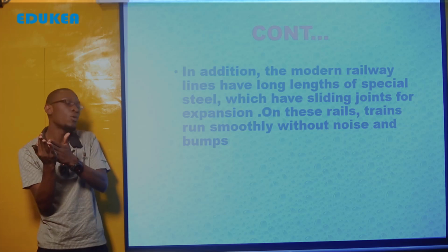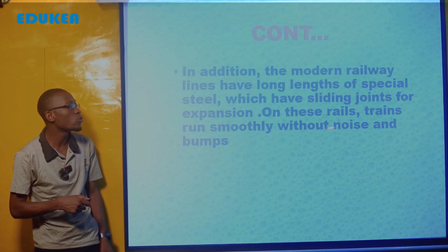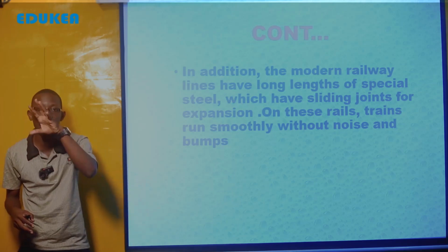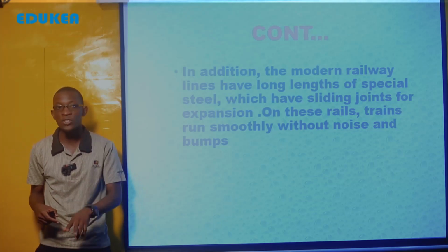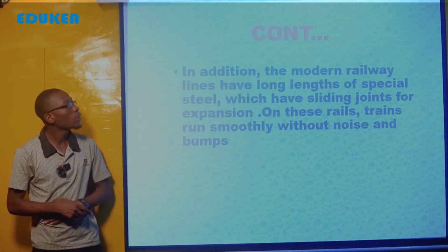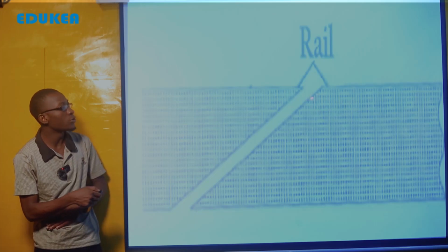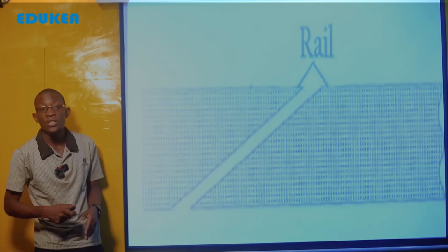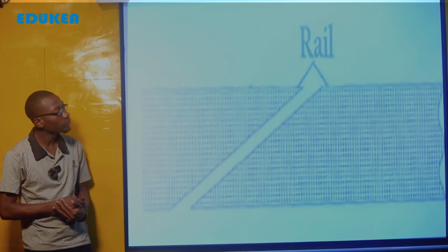On those rails, trains run smooth without noise and bumps. Kwenye hizo rail sasa ndipo ambapo trains zina travel smooth without noise and bumps. Ski noise, ski fujo, wala ski bumps hauwezi kusikia. So we can see here, this is a steel which is sliding smoothly. Kwamba hizi ndio normal. This is a modern one, the modern railways. Okay? This is the modern railways.